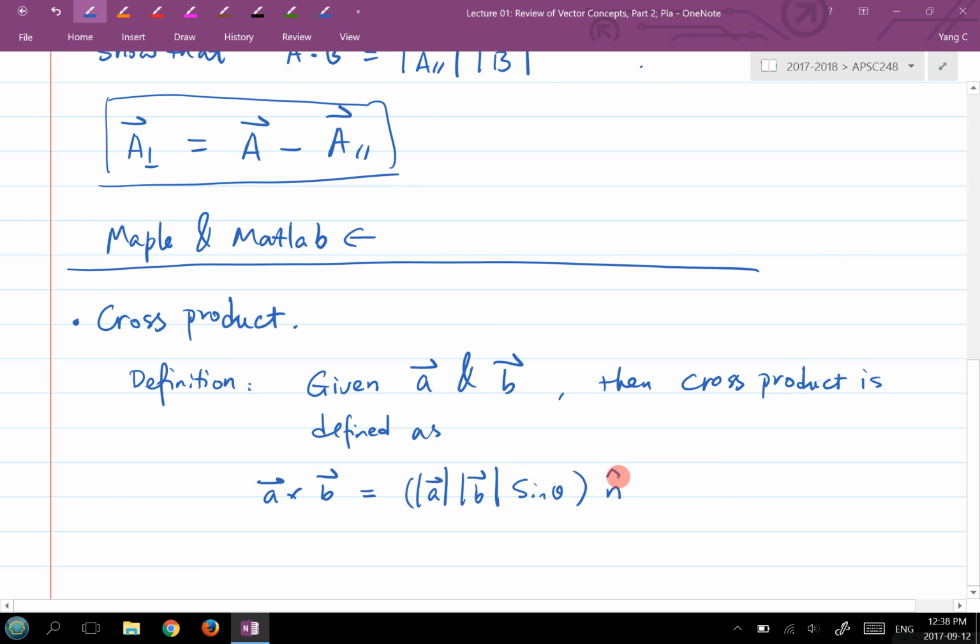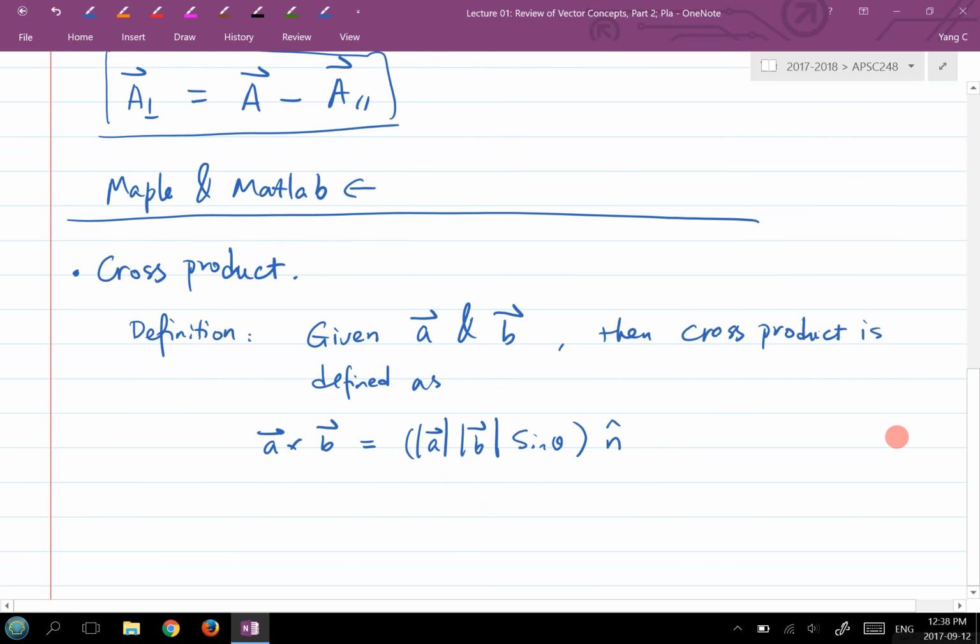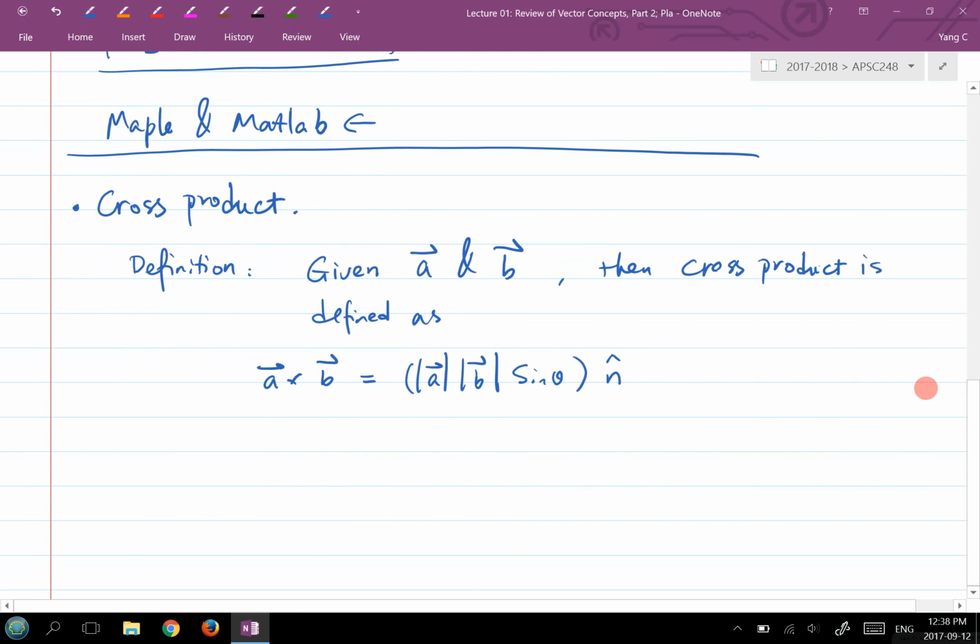So that's the definition. The definition basically means you don't argue with that. That's how the cross product is defined. Looking at this formula, you can clearly see there are two components here. The first component is a bracket, and inside the bracket it's the absolute value of A times the absolute value of B, times sine theta. The theta here is the angle between A and B, and it's a value between 0 and pi.